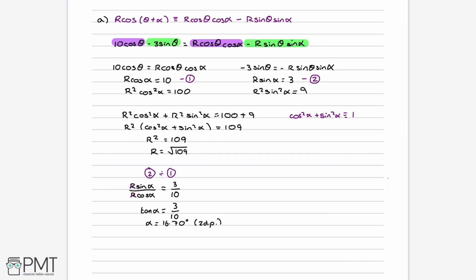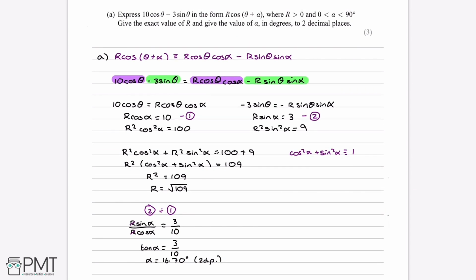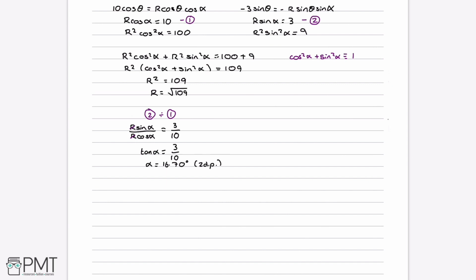So now we have everything we need to write our answer in the form that the question wanted, which was r cos(theta plus alpha). So if we write it like this, r, as we previously found, is root 109, and then cos(theta plus 16.70 degrees), which we've just found, and that's our answer.